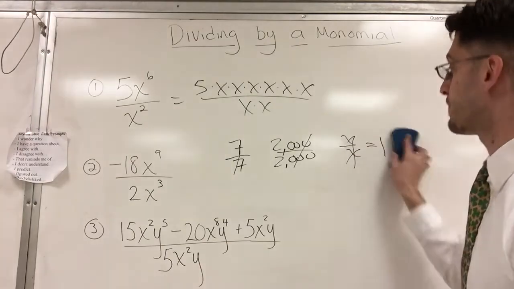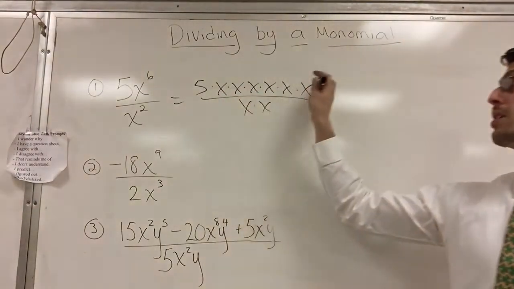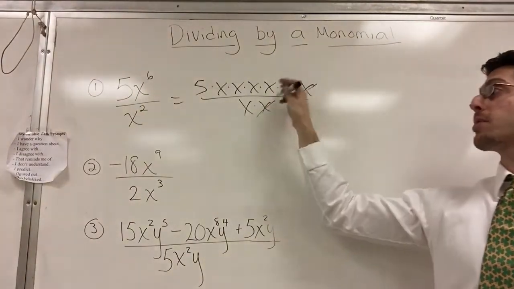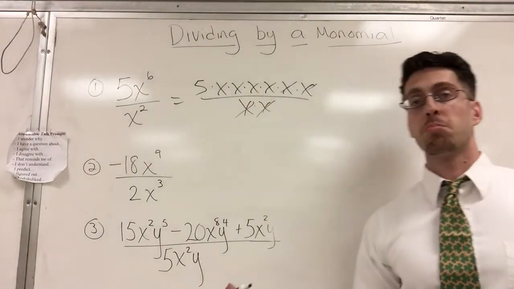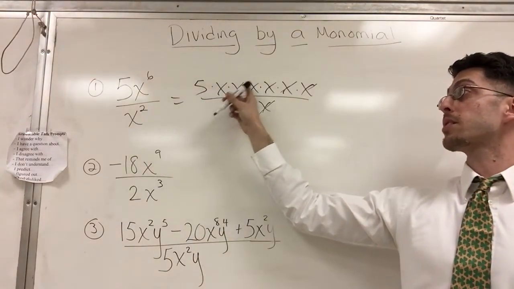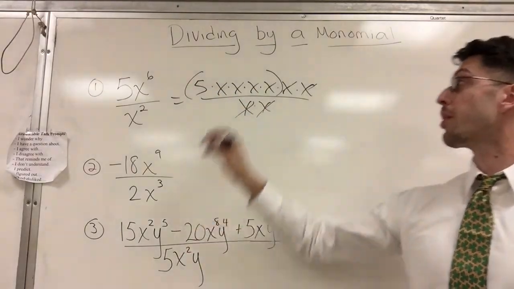All right? So what's my point here? This x and this x will cancel itself out. It's like dividing by itself. Happens again. What's left over? That's your answer. So 5 times x times x times x times x. This is all that's left over. That's 5x to the 4th.